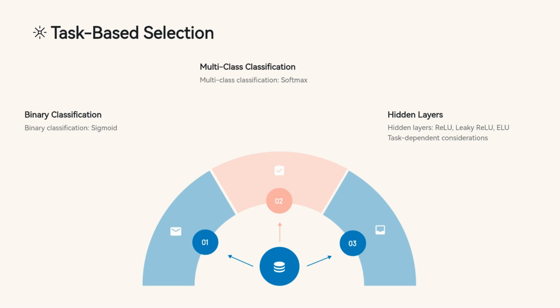However, for deeper networks or networks with very negative inputs, leaky ReLU and ELU are better alternatives that can prevent issues like the dying ReLU problem. Ultimately, the choice of activation function depends on both the nature of the problem and the design of the network.